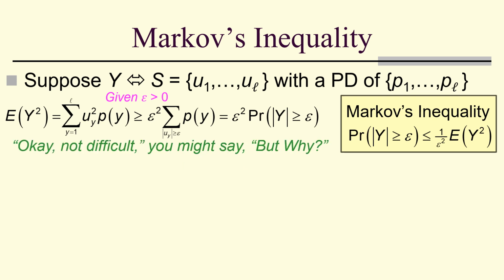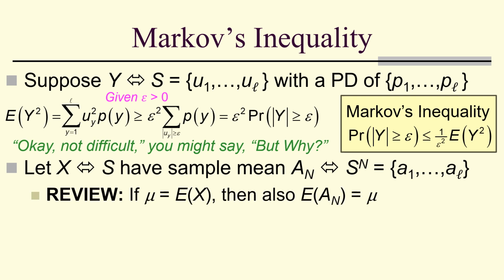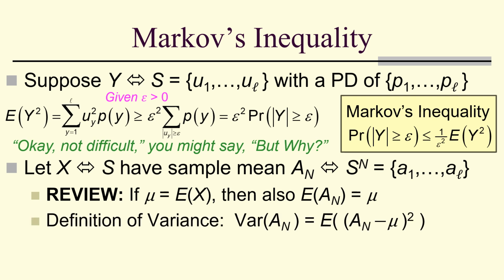Okay, that wasn't that difficult, but why? Why did we do this? Well, let's suppose that X associated with S has a sample mean A sub n, and remember, if mu is equal to E of X, then the expected value of A_n is also mu. And by the definition of variance, it's the expected value of A_n minus mu quantity squared.